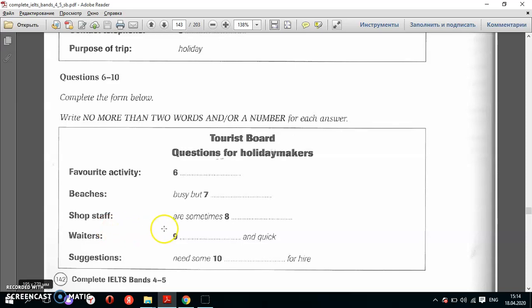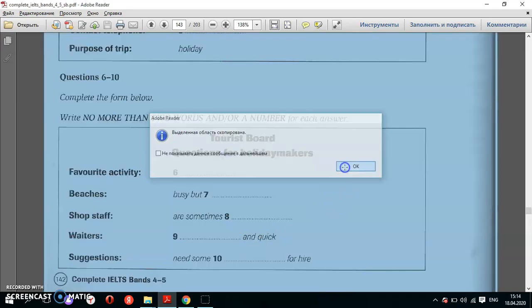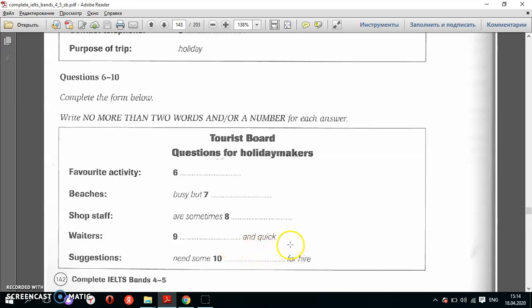Next one, shop staff, workers of a shop, or sometimes. So you need to find one word here. Maybe it's an adjective: shop staff, or sometimes busy, or sometimes something. So we need an adjective here. Waitress, and quick. Pay attention, 'and' links two words which are close to each other. Quick is a positive adjective for waitress. If waitresses are quick, they work fast, it's a very positive point for them. So we need to find one more positive adjective, for example, friendly and quick. What else? For example, polite and quick. So you need to find one positive adjective here.